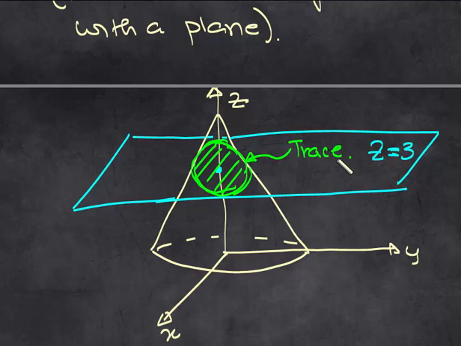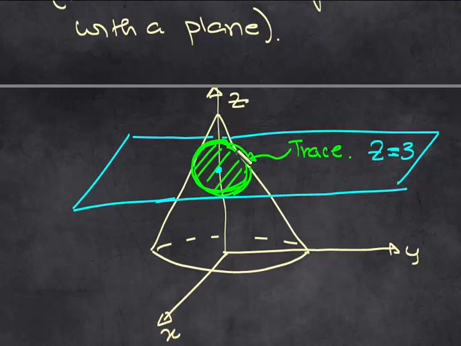So the trace is what you get when you slice a surface with a plane that's parallel to the XY plane. You don't want to slice the surface at an angle. Do you guys understand that? It has to be parallel to one of the coordinate planes. The trace is just the outline of that shape. In this case, the trace would be the circle.